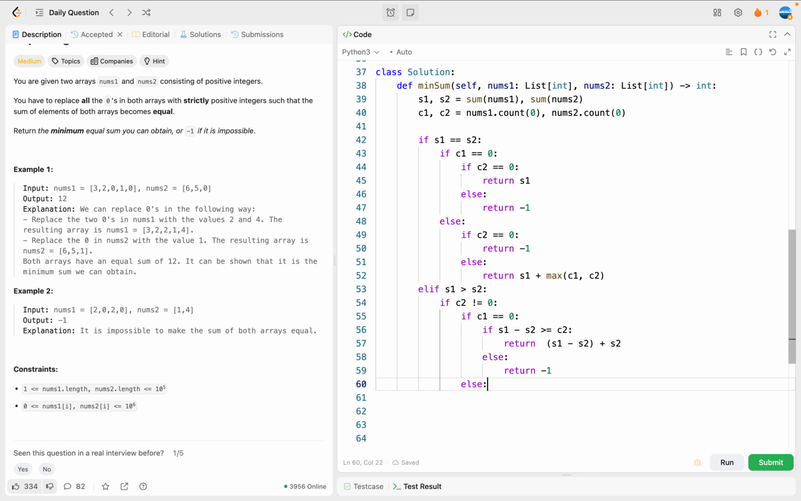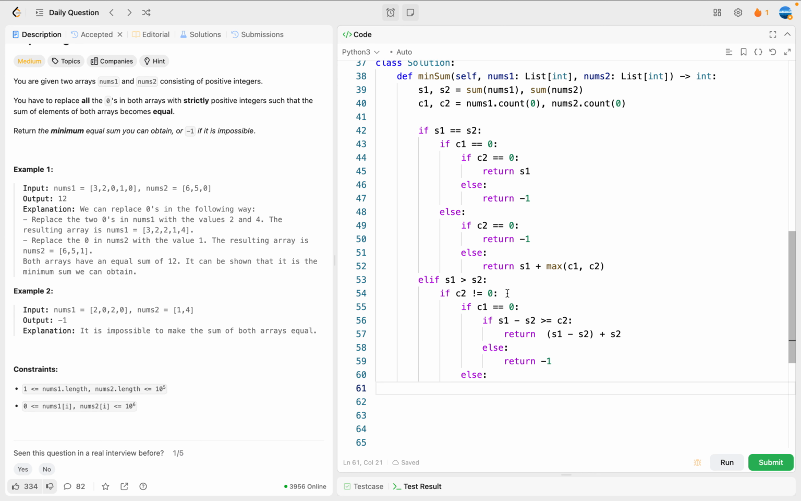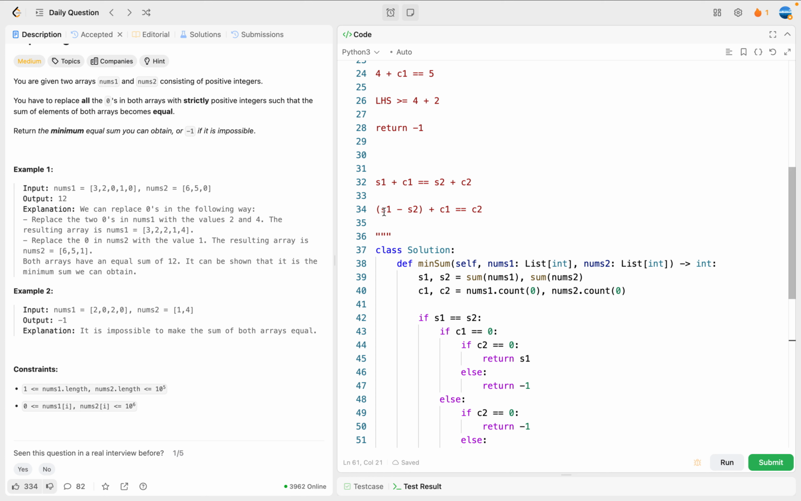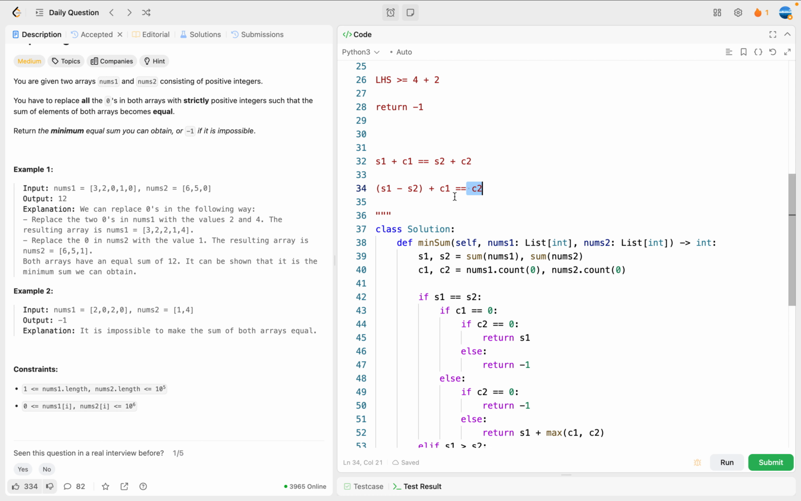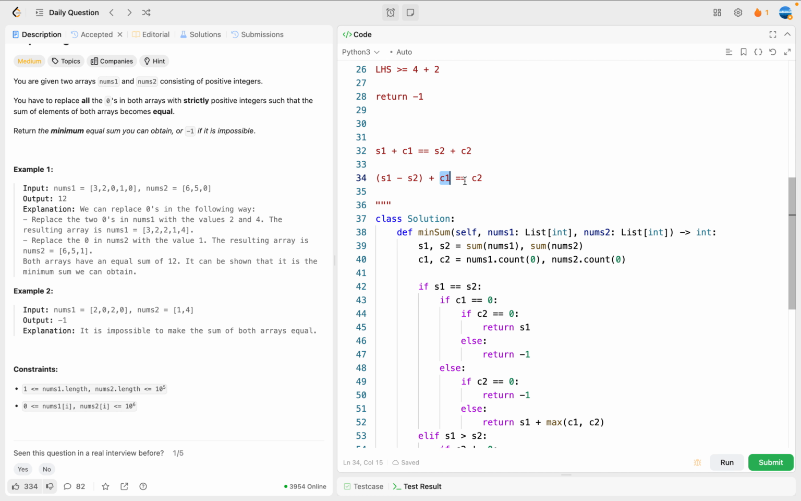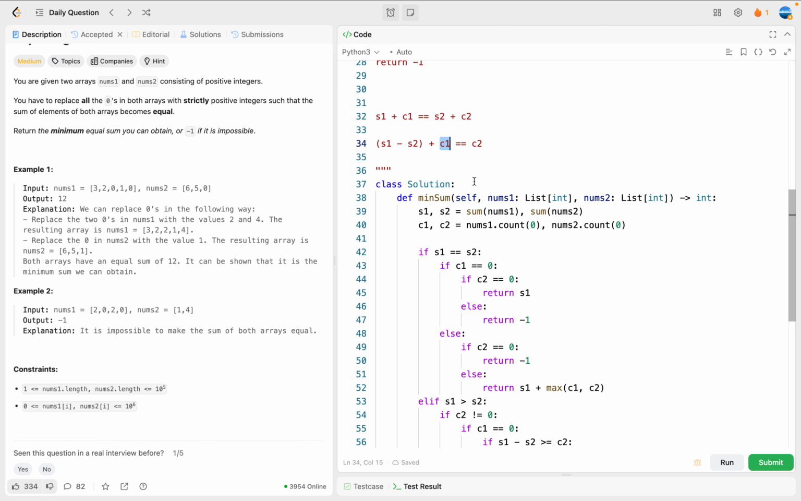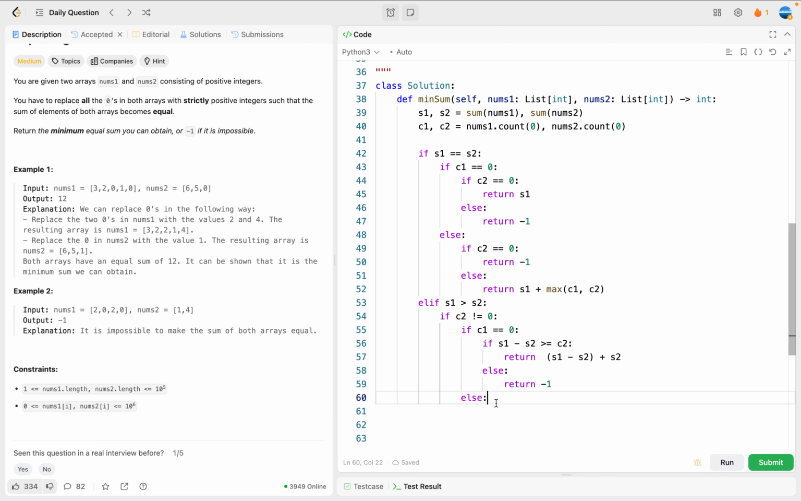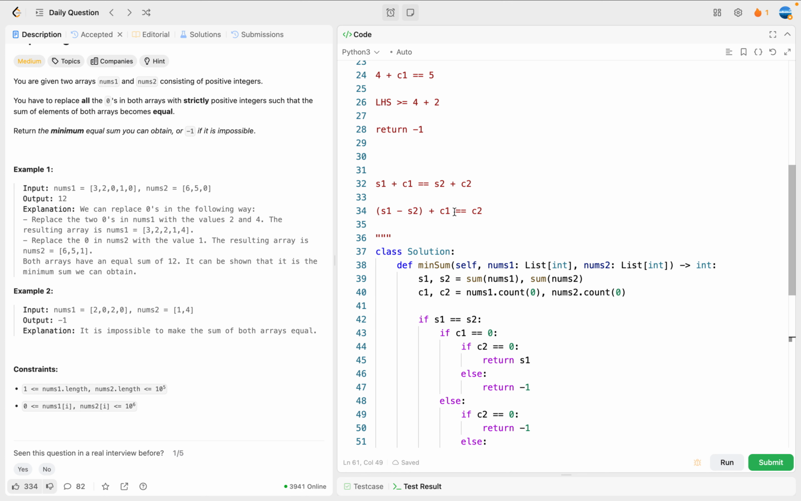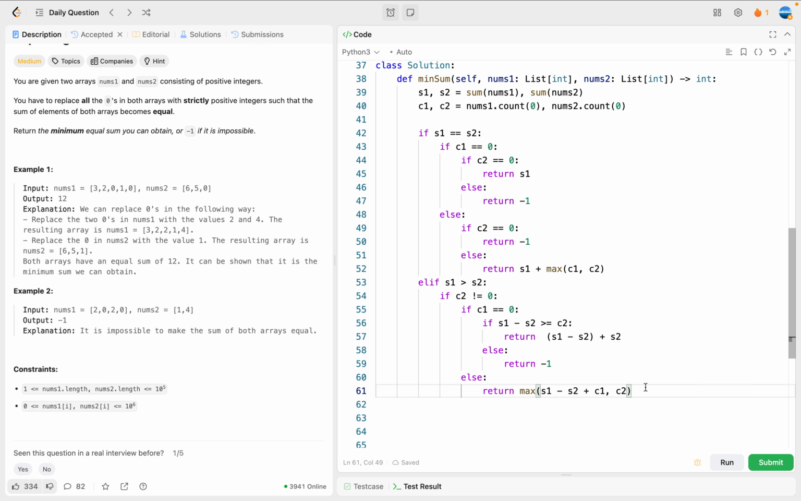If C1 is not 0, right? Then we have lots of freedoms. So we consider which one, the left side or the right side, is larger. So we pick the larger. We make the two sums equal to the larger one. You need to think of C1 and C2 as parameters now, not the exact count. So what we want to return is the max of S1 minus S2 plus C1, and that of C2. So we want to make C2 or this sum equal the larger of these two. And then we should add S2, right? So this is the one thing.